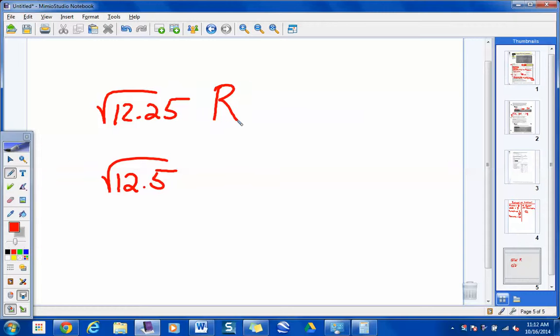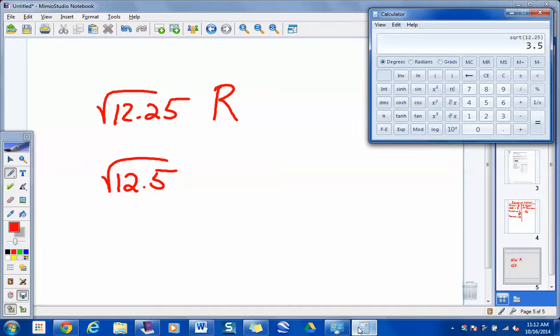Okay, it's rational. How about if I punch in 12.5 and take the square root? Uh-oh. What kind of number is the square root of 12.5? Irrational. Probably the most famous irrational number is pi, isn't it? It starts at 3.14 and goes on forever. Is there any repeating in that decimal? No. Pi is irrational. So basically, irrational means it goes on forever and doesn't repeat.